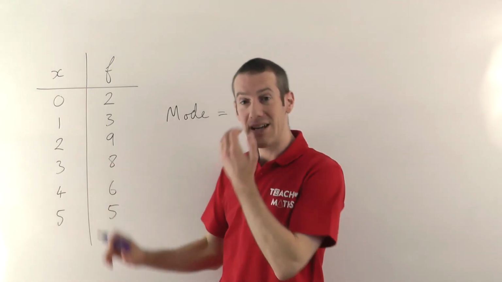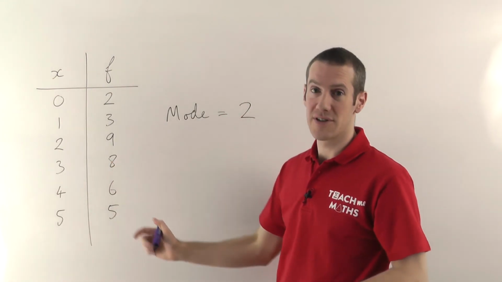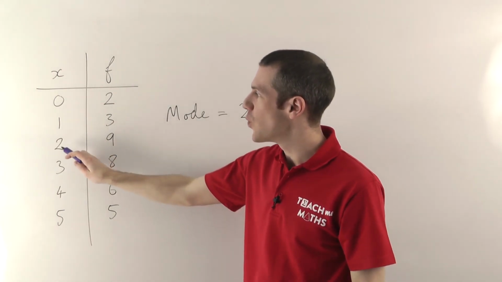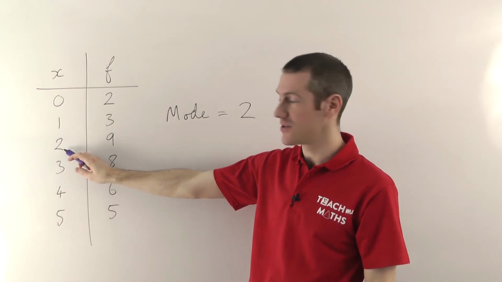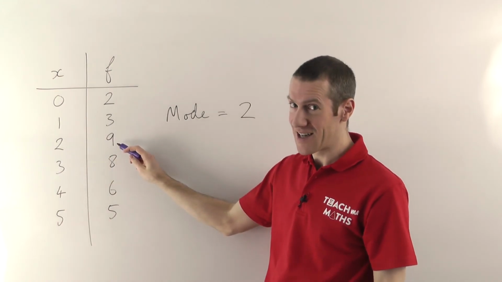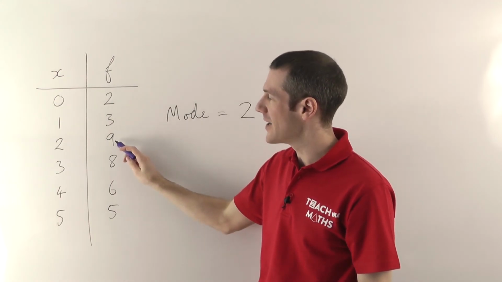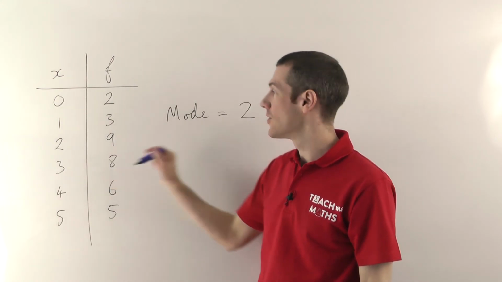So as I say, it's very easy to read off what the mode is from a frequency distribution like this. You just find the frequency that occurs the most, and that tells you which one appears the most. There are not more 9s in the list than any other number. There are no 9s in the list at all. But the frequency of 9 means there are 9 2s in the list. So the mode is 2.